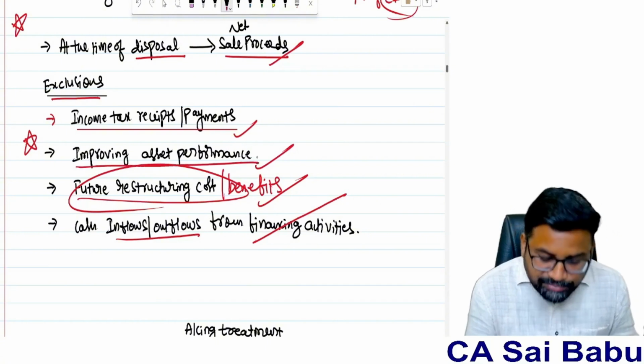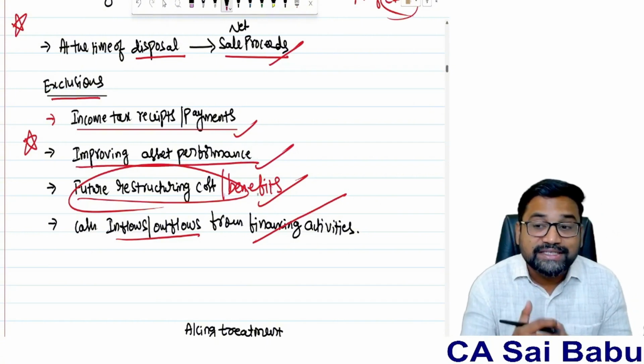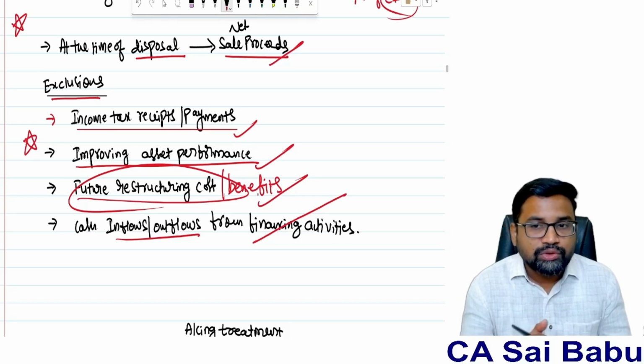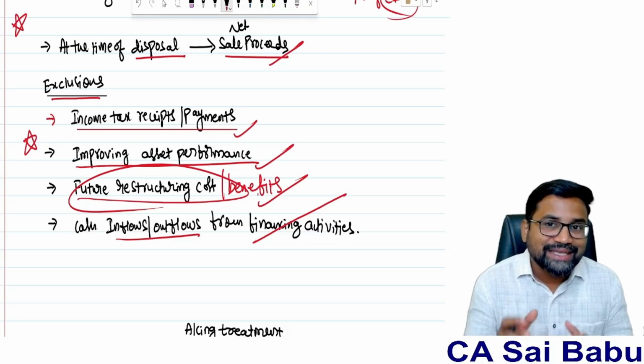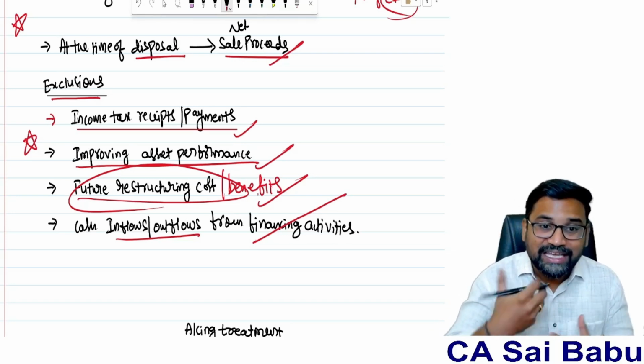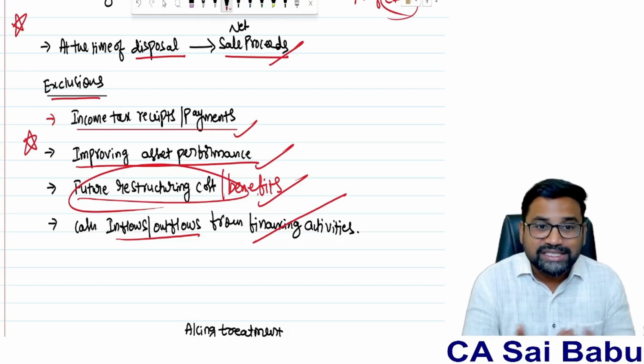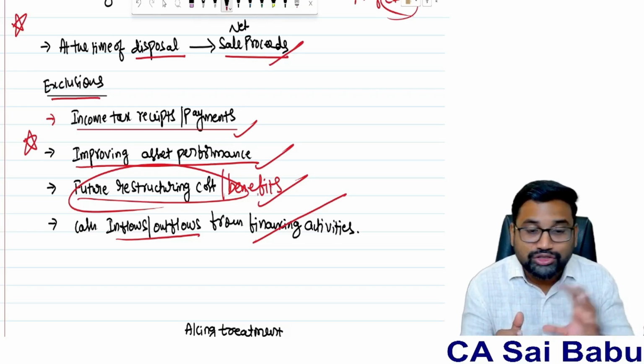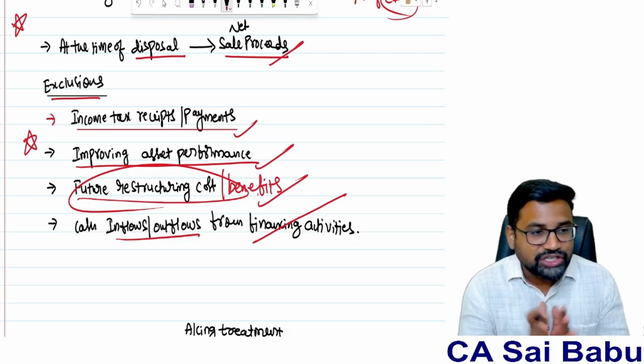Second, improving asset performance. Any cost you incur to increase the asset performance. So, for example, you might replace the existing engine of an asset with a high capacity engine. Now, that might improve the asset performance, but that kind of cost should not be considered as a part of the future cash flows.